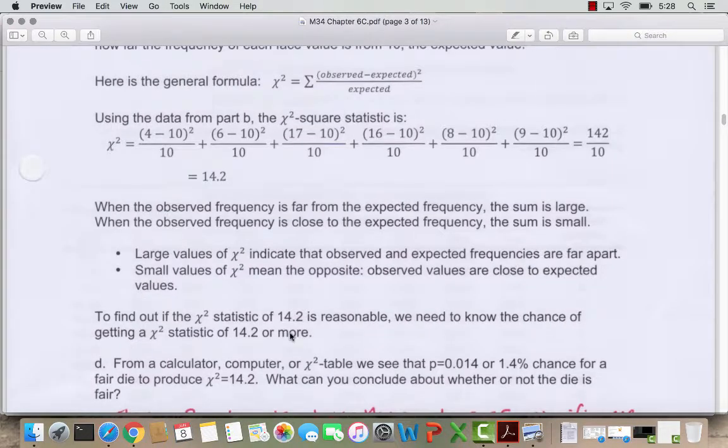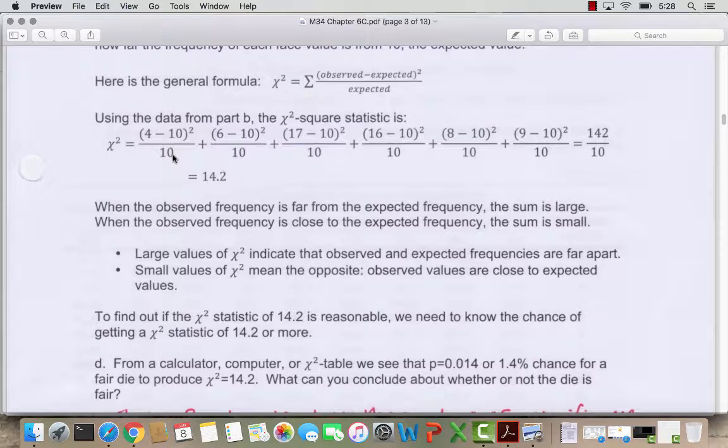So here's how we worked through the formula. Remember, the 1 came up 4 times. So we say, what's the difference? 4 minus 10. That will be a negative 6, so we square it to get a positive result. So that turns into a 36 divided by 10. We're squaring because we overall care about how far away things are, not whether or not they're positive or negative.